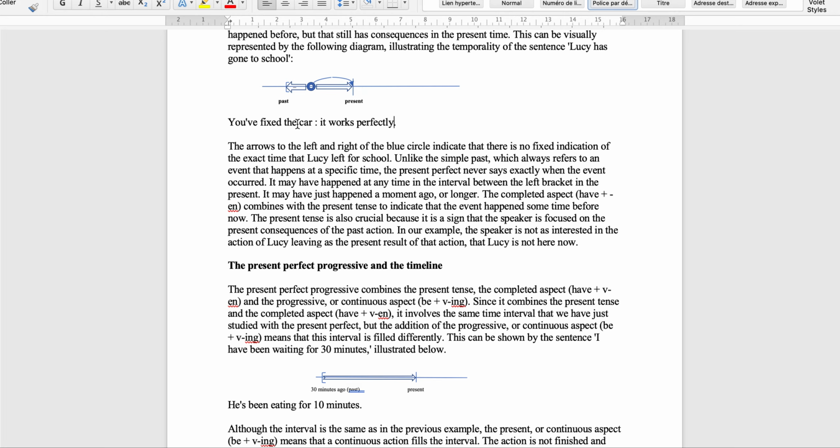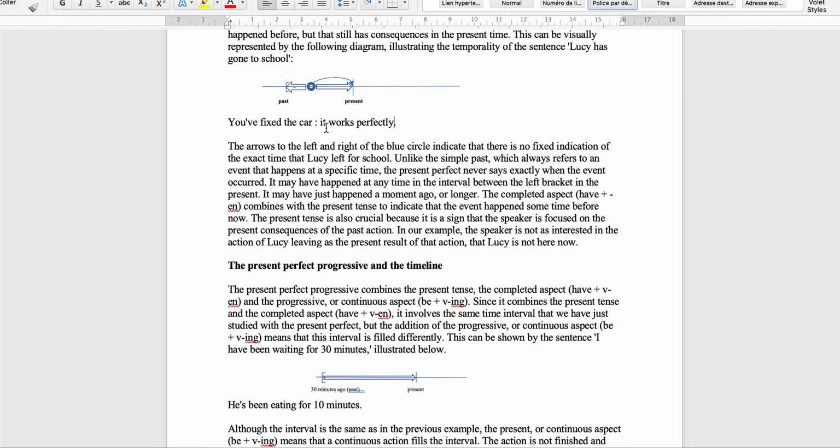So notice, you fix the car, it is the personal pronoun referring to the car, anaphorically. On appelle ça la reprise pronominale. It tient lieu de ce groupe nominal, the car. You fix the car works perfectly.